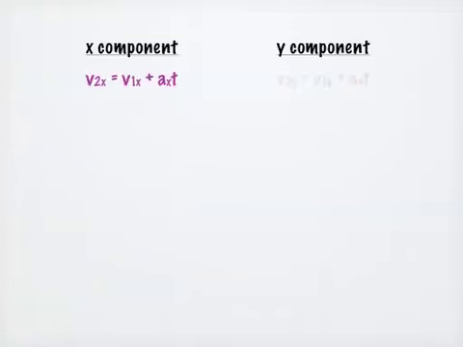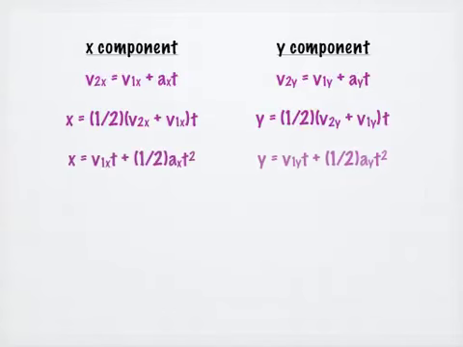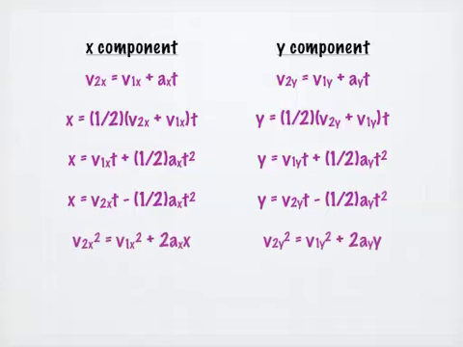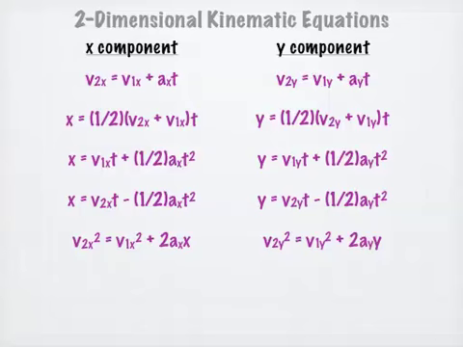If acceleration is constant, we can describe the x component motion and the y component motion with kinematic equations. We think of these as the two-dimensional kinematic equations, even though each equation is in only one dimension. You'll find that these are identical to the one-dimensional kinematic equations you've already seen, but they're written to reflect either x-direction motion or y-direction motion.